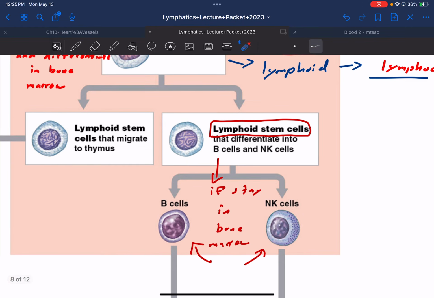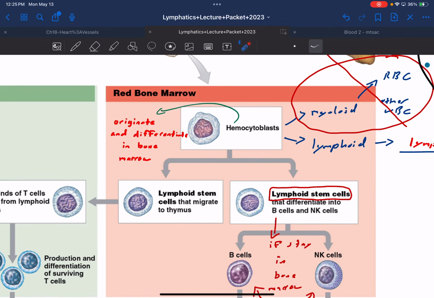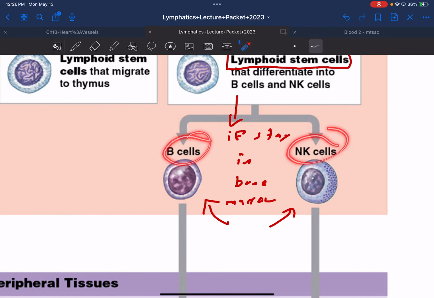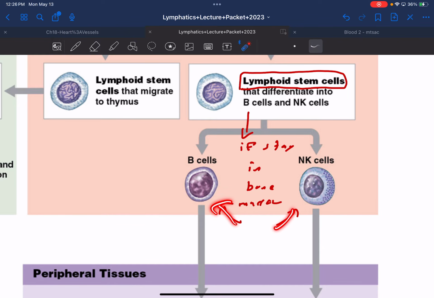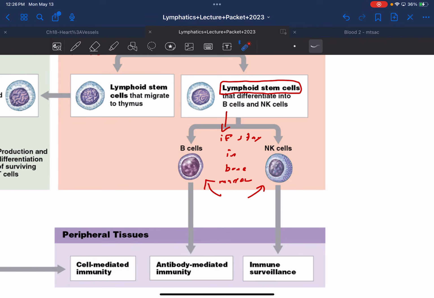And so as we look at this pathway for lymphoid stem cells, if they stay in the bone marrow, they develop into B cells and NK cells. So that's what this note is trying to tell us. If they stay in bone marrow, they turn into B cells and natural killer cells. And then I like this little table because it tells you exactly what their immunity categories are, where B cells produce antibodies, and immune surveillance is done by natural killer cells.